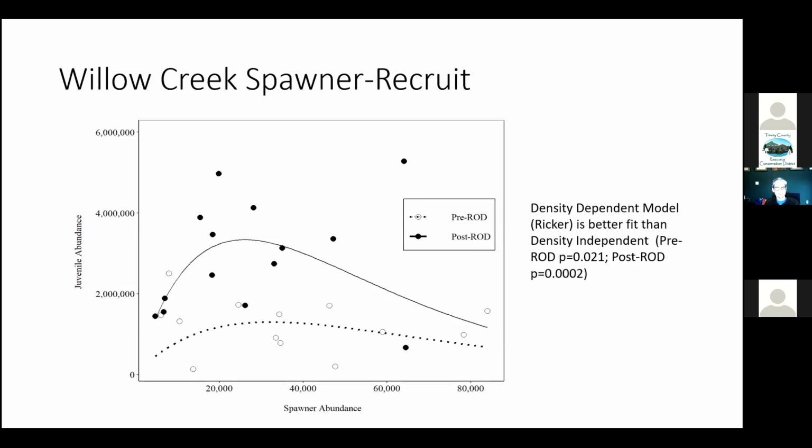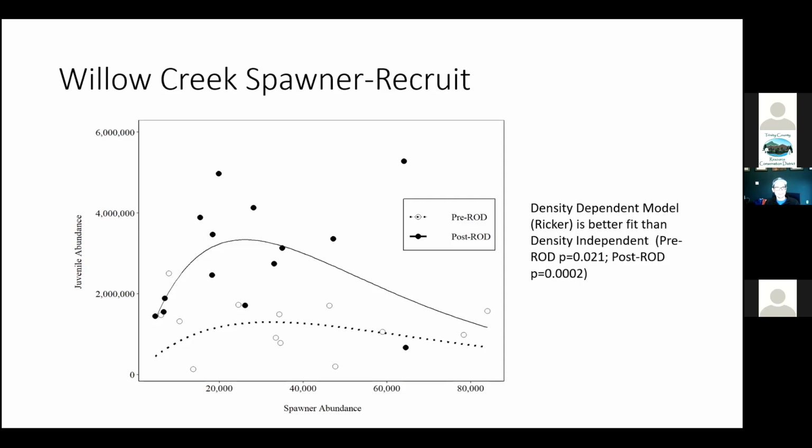Then we look at Willow Creek spawner recruit. We have a longer time series that we can look at pre-record of decision flows and post-record of decision flows. And so the dashed line here is pre-record of decision with the open circles, and then post is the solid line with the filled in circles. And in both pre and post rod, the Ricker model fits better than the linear model.